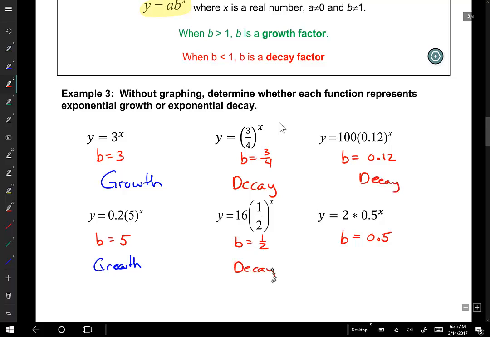So identifying if something is growth or decay should be a very quick analysis. You're focused on what is being raised to the x, versus the front number, the value of a. So growth versus decay, focus on the base of x. Greater than 1, it's growth. Less than 1, it's decay. Equal to 1, the function does not grow or decay, it's just a constant.